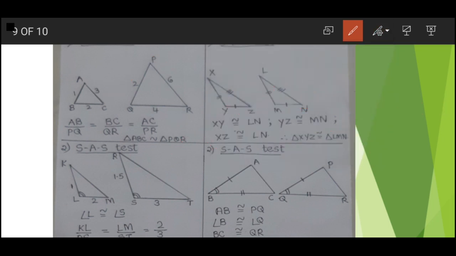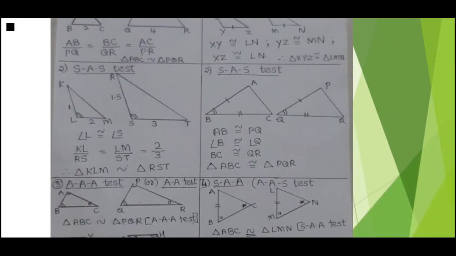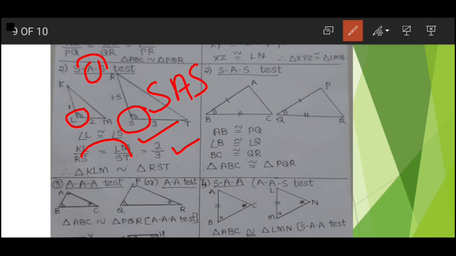Now going to the next part, that is the SAS test. Here in the SAS test, two sides are given and one angle in between. That means the two sides will be proportional and the angle included between the two sides should be congruent. So here angle L is congruent to angle S. Therefore we can say that they are similar by SAS test.